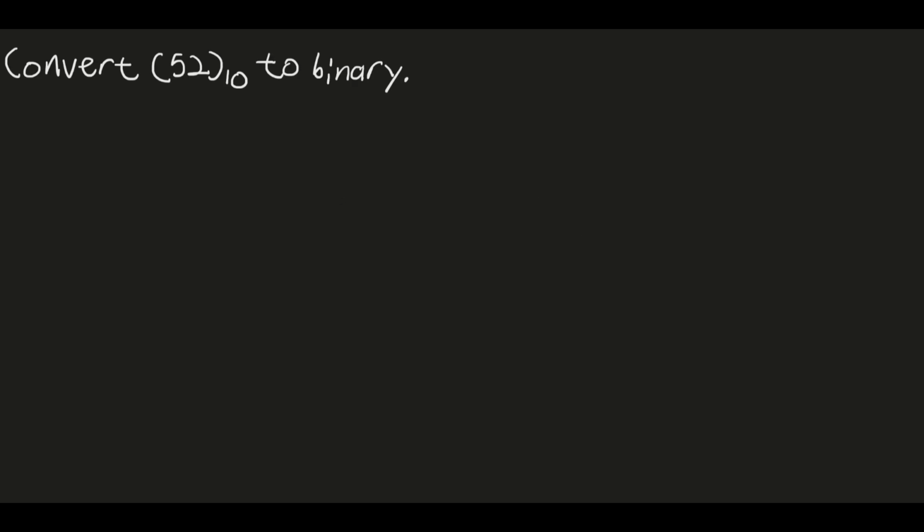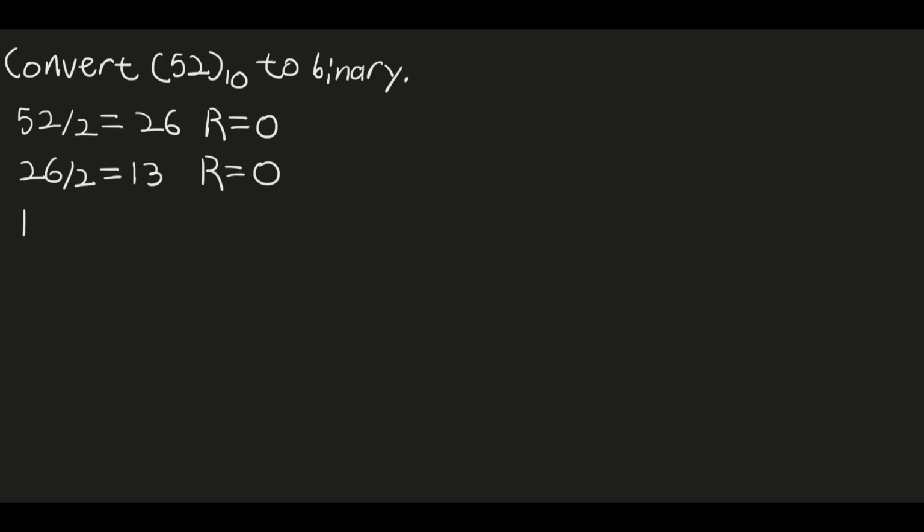Now let's convert 52 to a binary number. So using the previous method, we could divide 52 by 2, and this would get us 26 with a remainder of 0. 26 divided by 2, 13, remainder 0. 13 divided by 2, well, that will simply get us 6 with a remainder of 1.